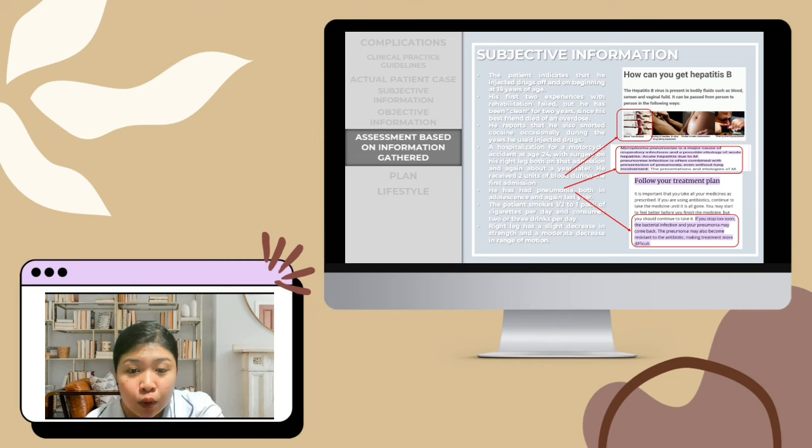Next naman, let's focus on a hospitalization for a motorcycle accident at age 24 with surgery on his right leg. Both on that admission and again about a year later, he received 2 units of blood during the first admission. So isa kasi sa mga nakakapag-contribute ng pagkakaroon ng hepatitis B is yung blood transfusion. Eh sa case kasi ni patient, nagkaroon siya ng history of blood transfusion.